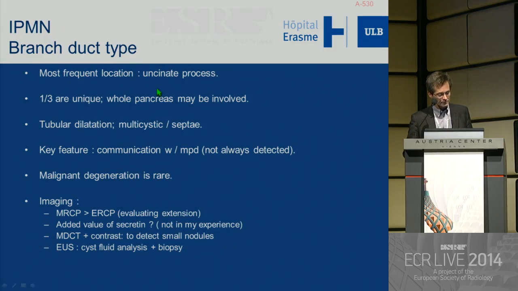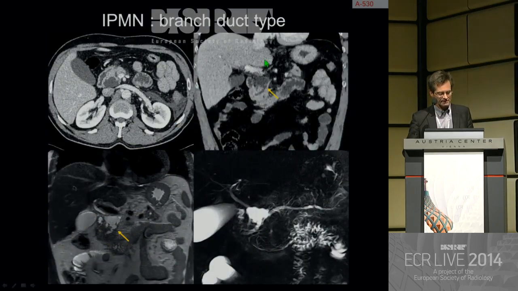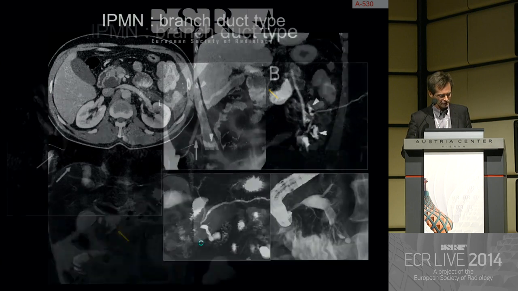For the branch duct type, the most frequent location is the uncinate process. The key feature that is still a challenge is to determine the communication with the main pancreatic duct. And again, as for the main duct type, we have to detect predictive factors of malignancy. So CT and MR perform more or less equally well when the lesions are quite big, and when you have a dilatation associated of the main pancreatic duct, the display of the communication is very, very easily demonstrated with both modalities. Of course, with MR, you don't need to inject contrast.